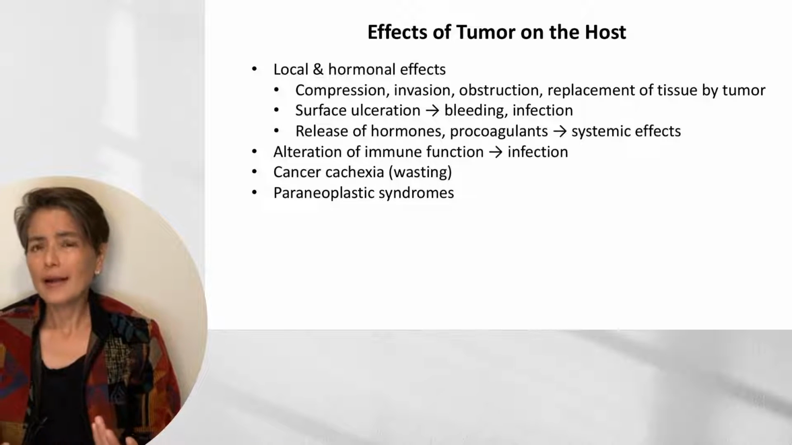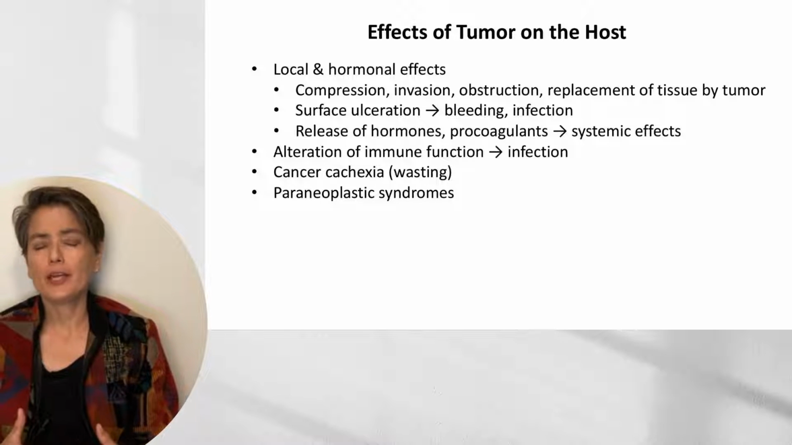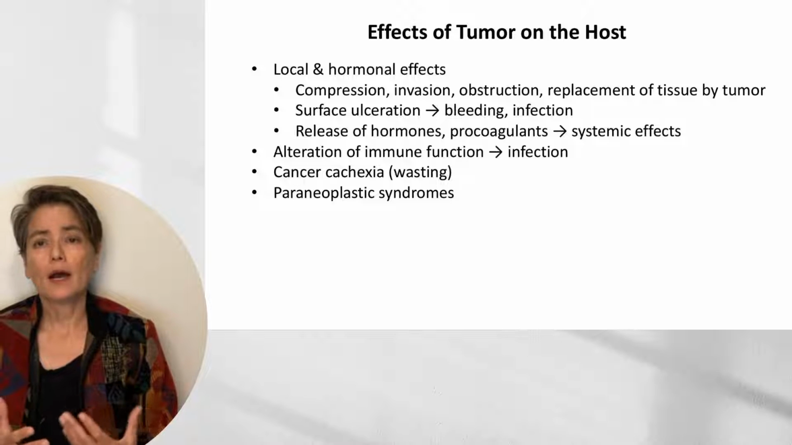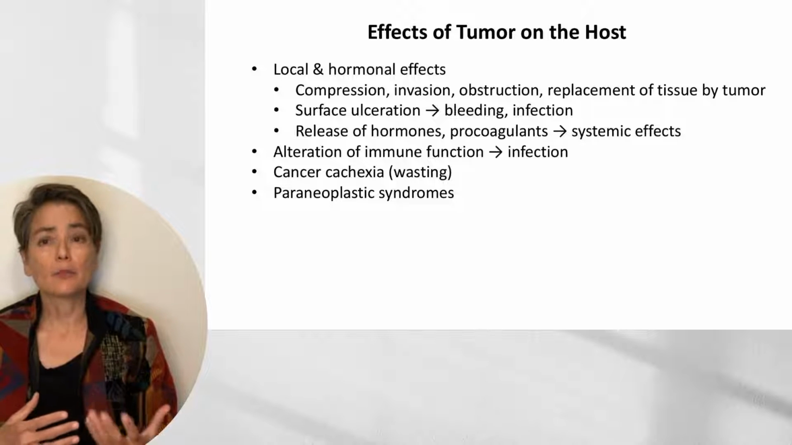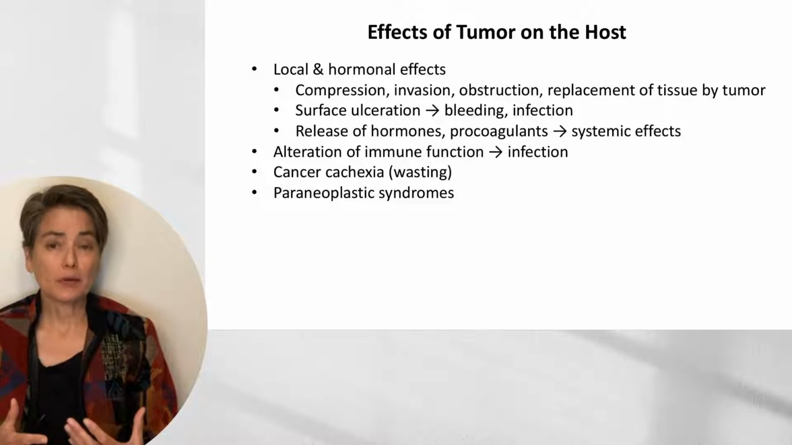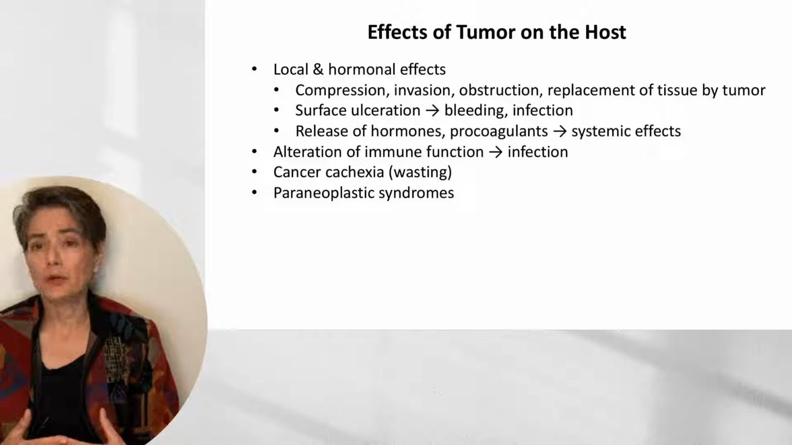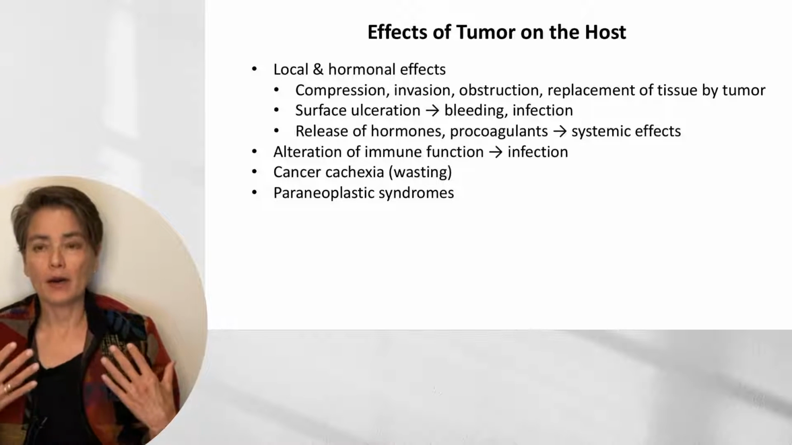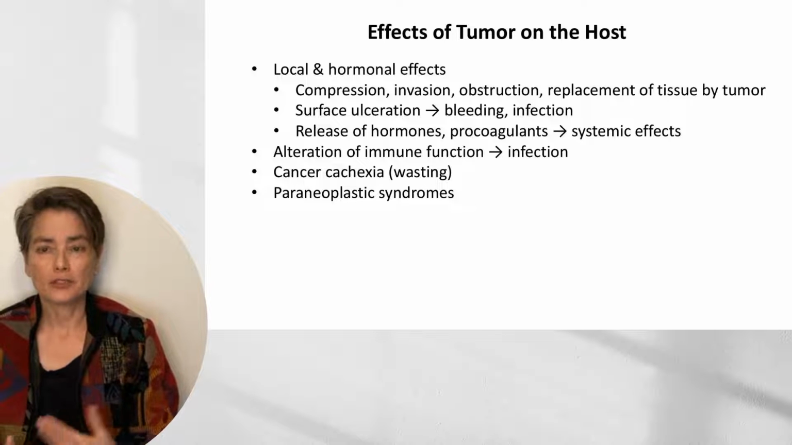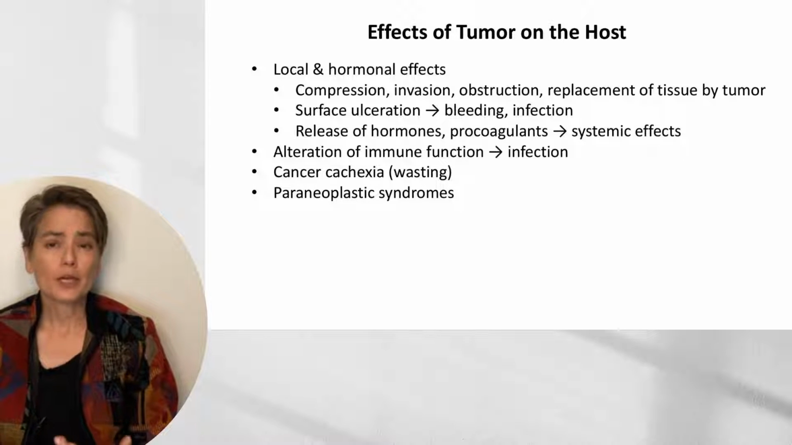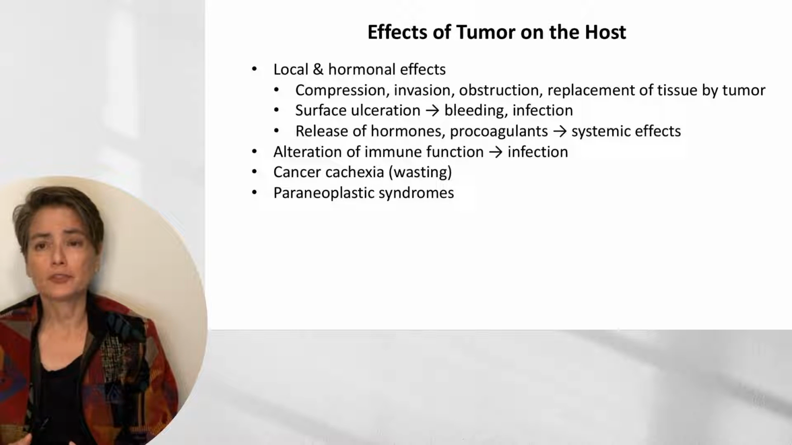So why are tumors bad? How do they harm the patient? There are a number of ways that malignancies can have an impact on a patient. So one category would be local and hormonal effects. So as a tumor grows, it can compress surrounding tissues. So an example of this could be a thoracic tumor that compresses the superior vena cava, leading to what we know as superior vena cava syndrome with edema of the arms and face when patients awaken in the morning. We can also get invasion or obstruction of surrounding tissues.